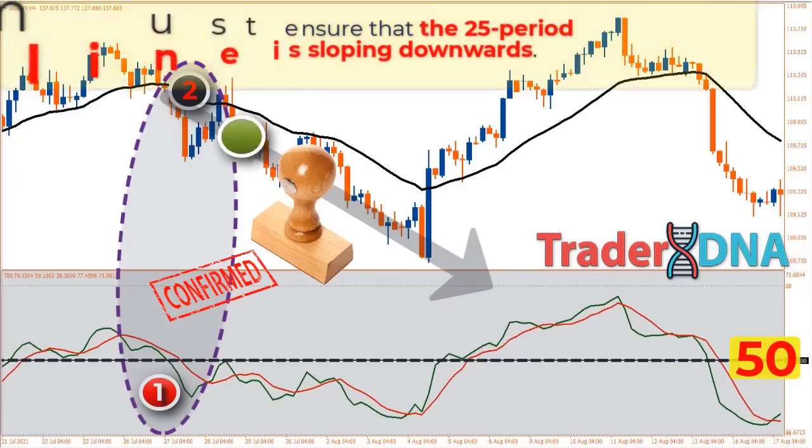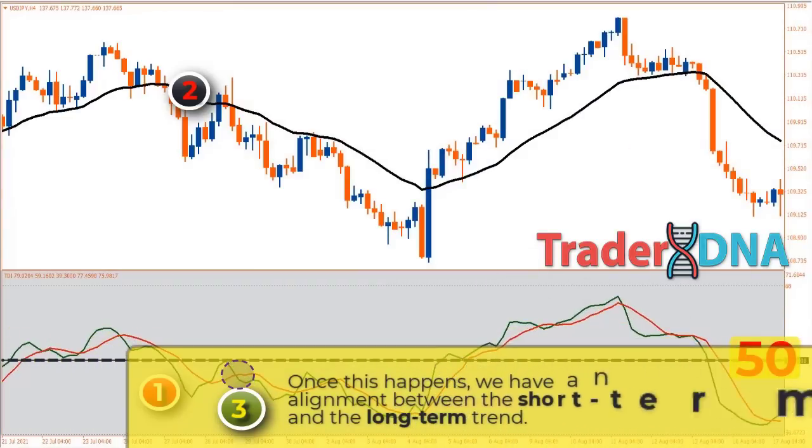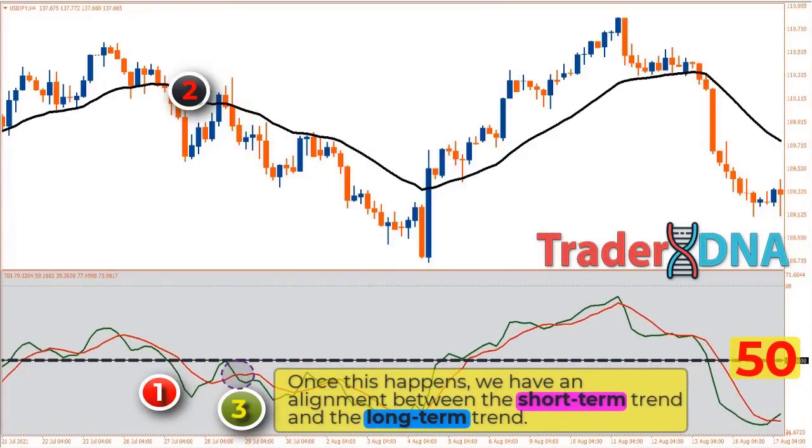Step number 3. Wait for the green line to also break below the red line. The third required condition for a valid trade signal is to wait for the green line to break below the red line. Once this happens, we have an alignment between the short-term trend and the long-term trend. When an alignment in the trend direction occurs, we have explosive scalping opportunities.